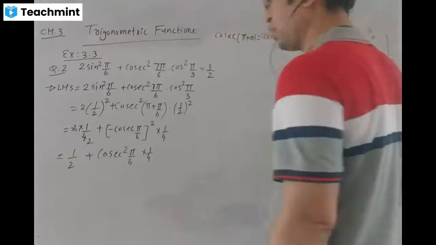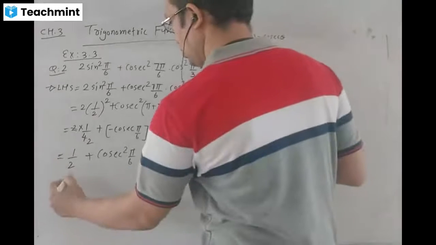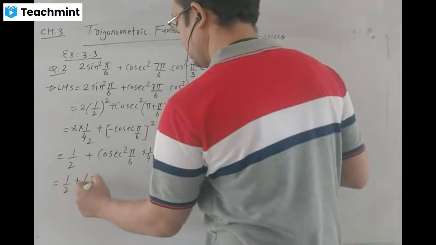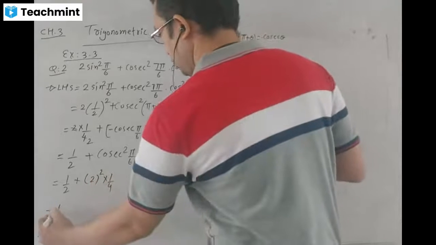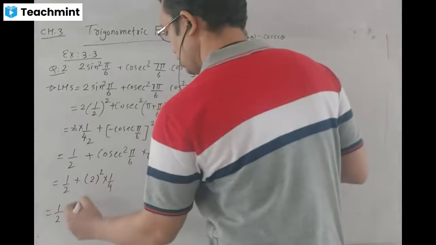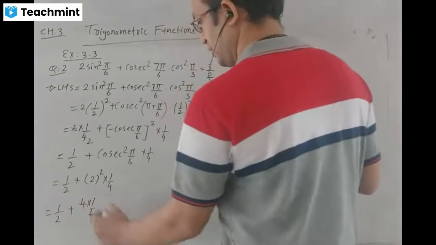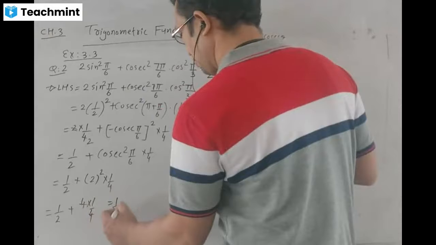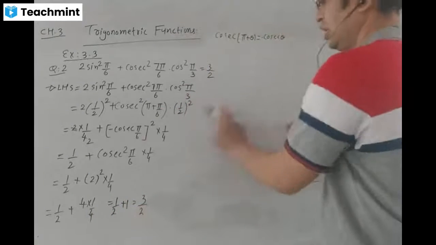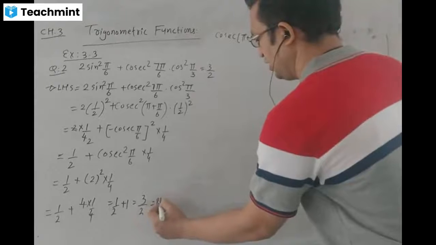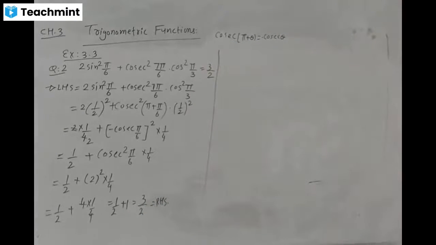What is the value of cosec pi by 6? Cosec pi by 6 is equal to 2. That is 2 square into 1 by 4, and 1 by 2 as it is, plus 2 square is 4 into 1 by 4, 4 4 cancel, that is equal to 1. Therefore 1 by 2 plus 1, it is same as 3 by 2, that is equal to RHS, right hand side.